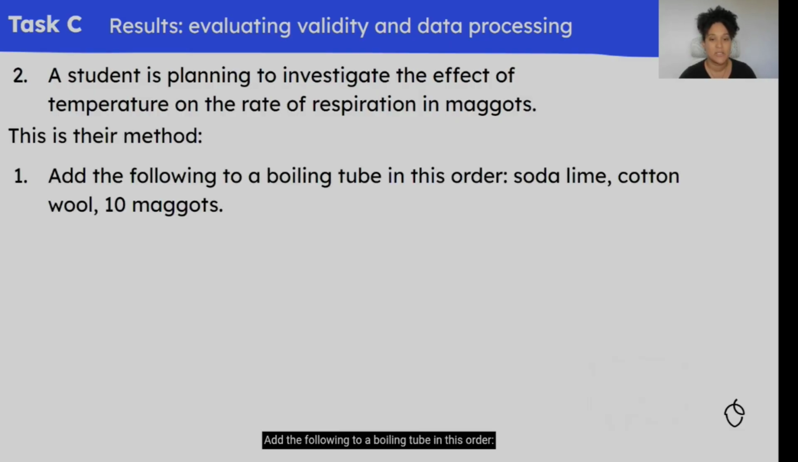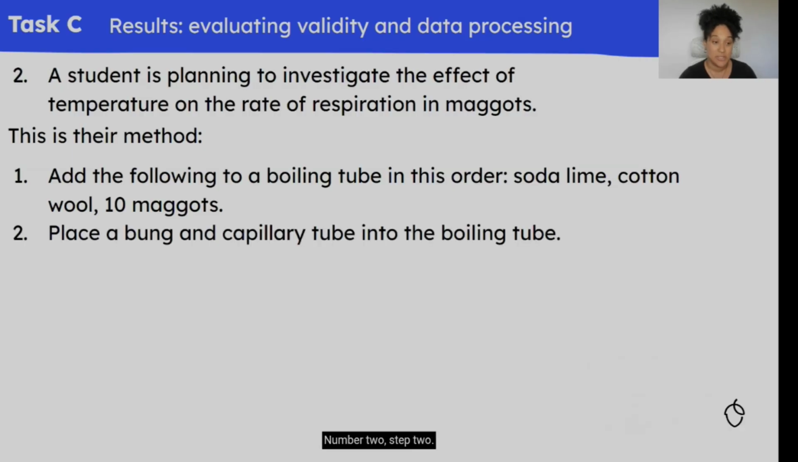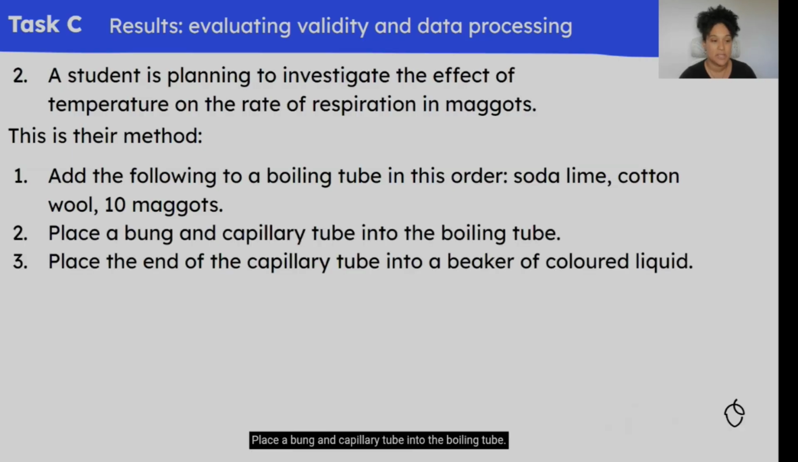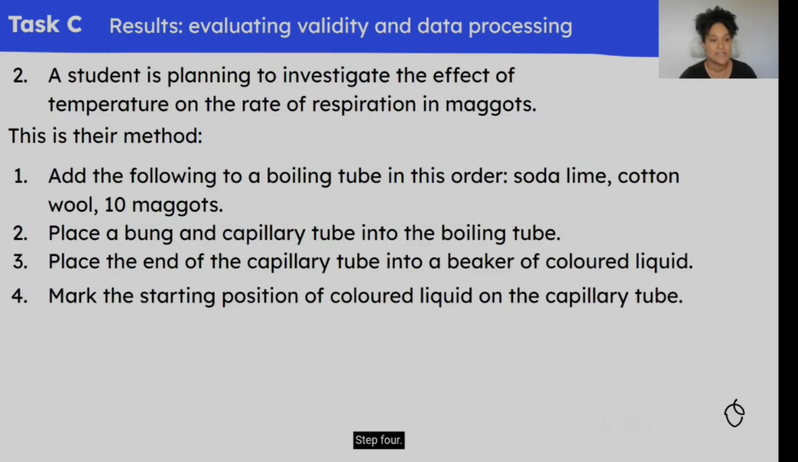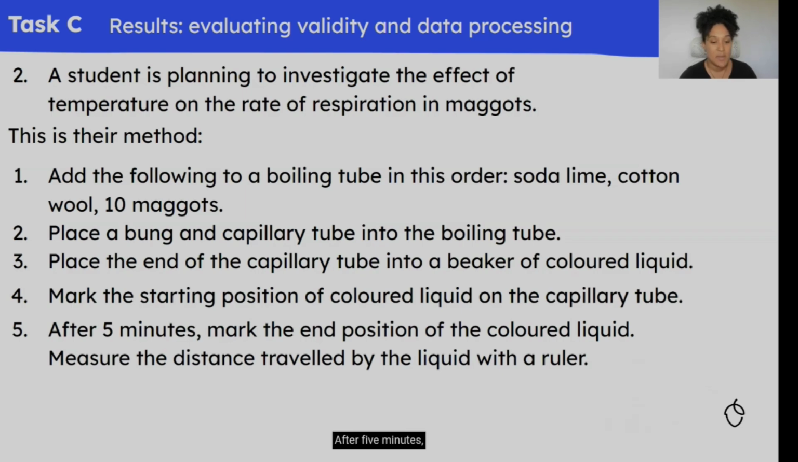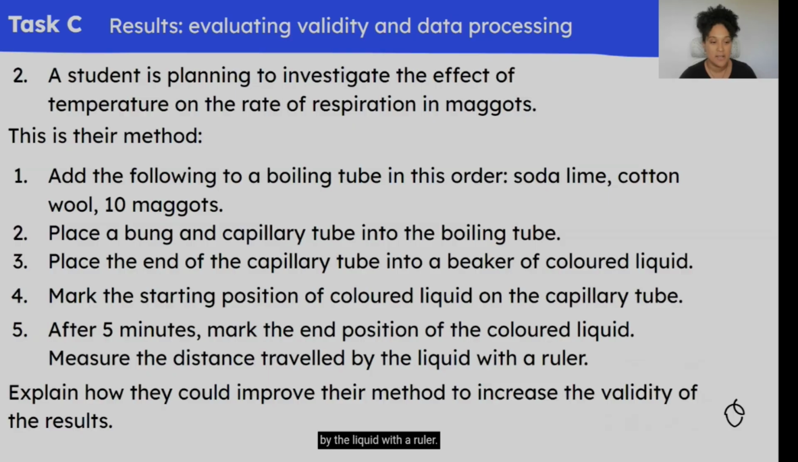Step 1, add the following to a boiling tube in this order: soda lime, cotton wool, 10 maggots. Step 2, place a bung and capillary tube into the boiling tube. Step 3, place the end of the capillary tube into a beaker of coloured liquid. Step 4, mark the starting position of the coloured liquid on the capillary tube. Step 5, after 5 minutes, mark the end position of the coloured liquid and measure the distance travelled by the liquid with a ruler. Explain how they could improve their method to increase the validity of their results. You'll need to pause the video now to give yourself enough time to complete that answer, and click play when you're ready to see what the correct answer is. Good luck.